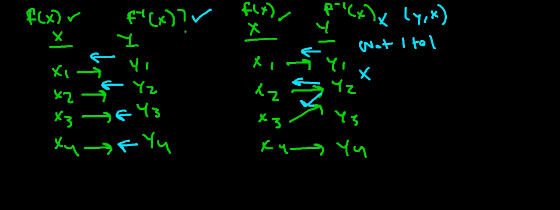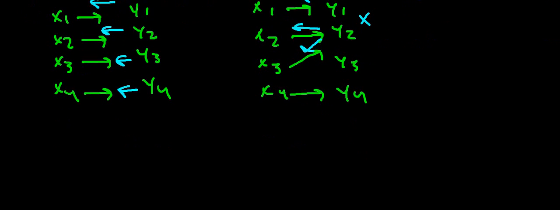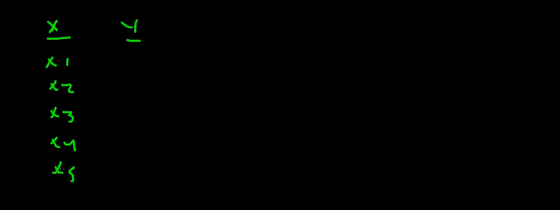And I have one more that I want to look at. So let's say we had the same thing, x1, x2, x3, x4, x5, and we had y1.